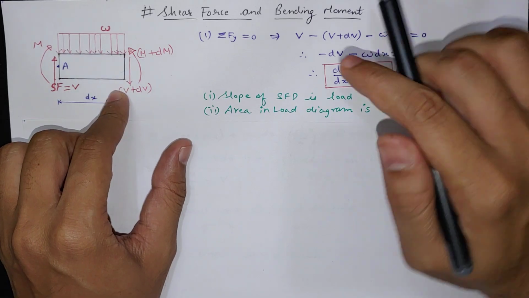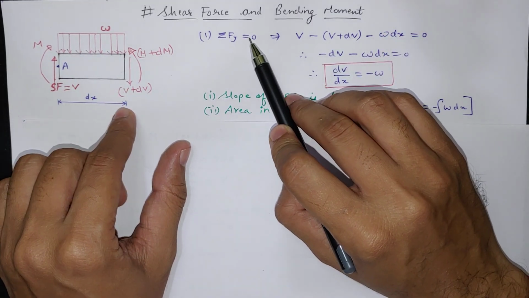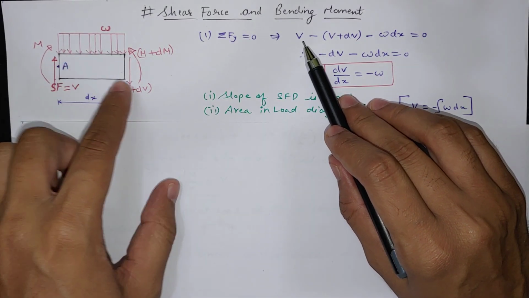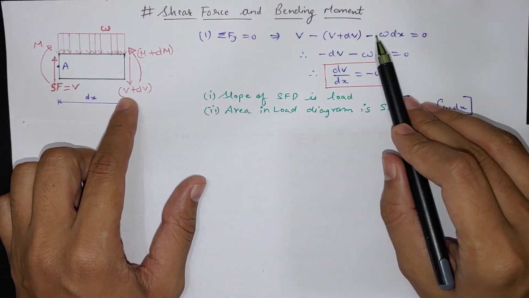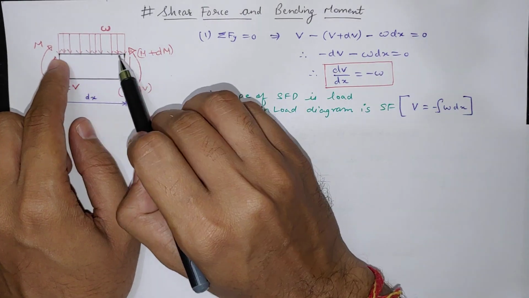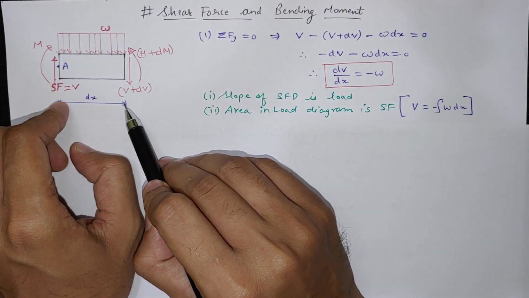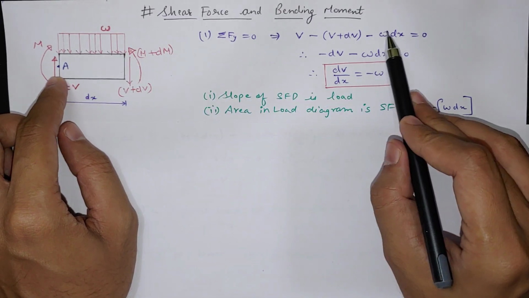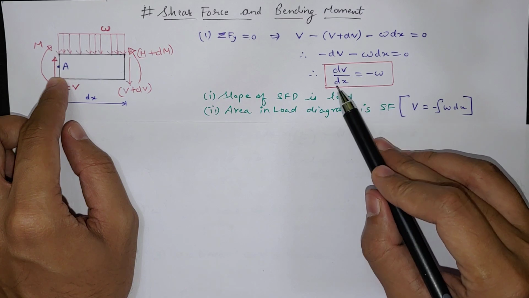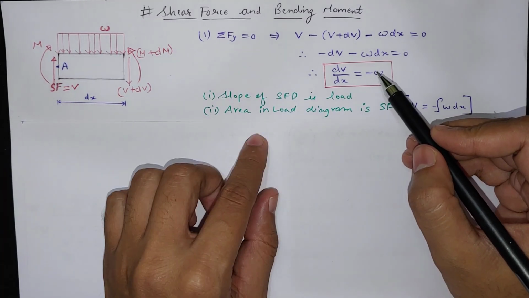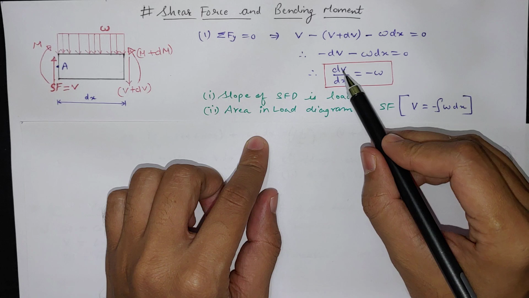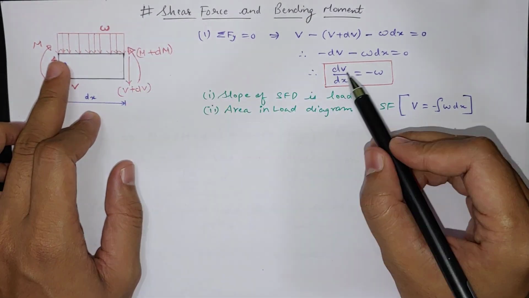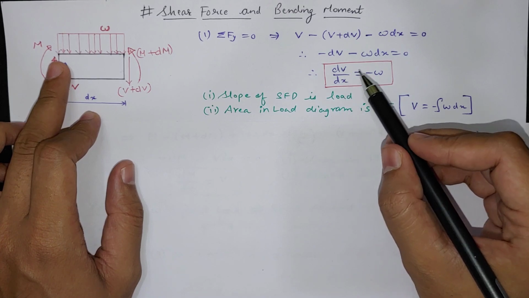Now, if we apply summation of Fy equal to 0, the equilibrium equation on this, then upward V minus downward V plus dV will be equal to this load, which is in downward direction, W into length dx, because this is Newton per meter. So Newton per meter into meter, which is length dx, and from that we get dV by dx equal to minus W. So here the slope of the shear force diagram will be equal to this load. So here the load is constant, so the slope of the shear force diagram will also be constant.